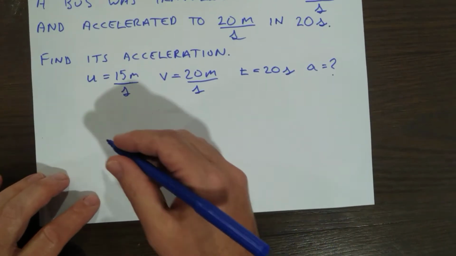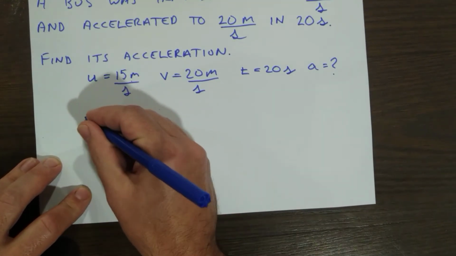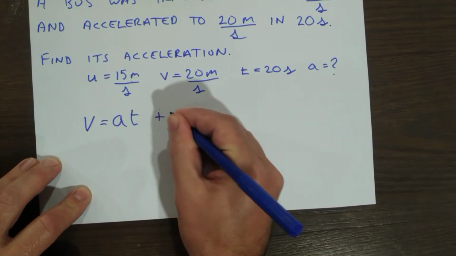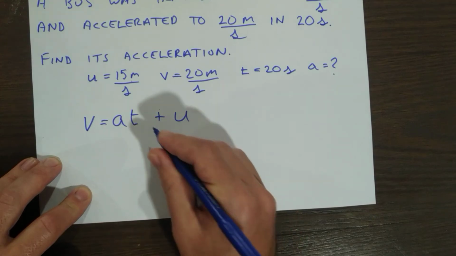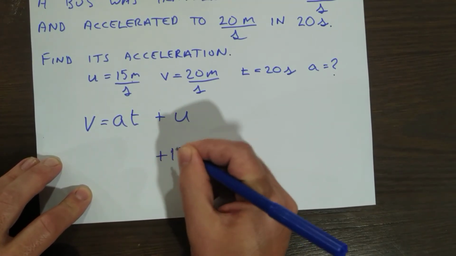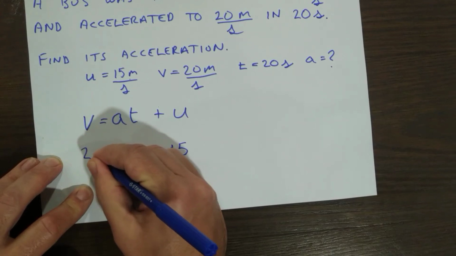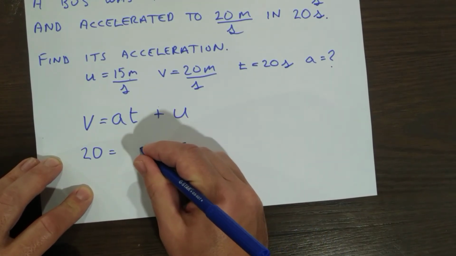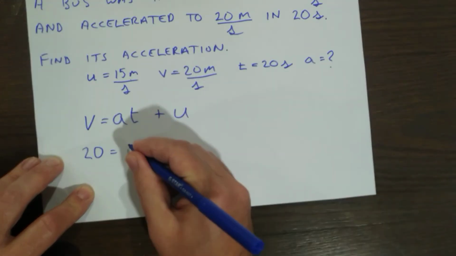We're going to use this formula, the one I just showed you. V is equal to AT plus U. And we've already defined our initial velocity is 15. Our final velocity is 20. Our acceleration is unknown, so we're going to leave it as A. And our time is 20.